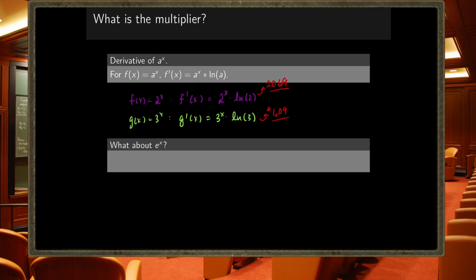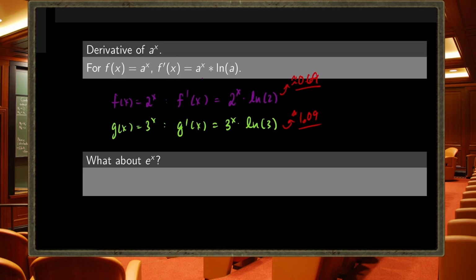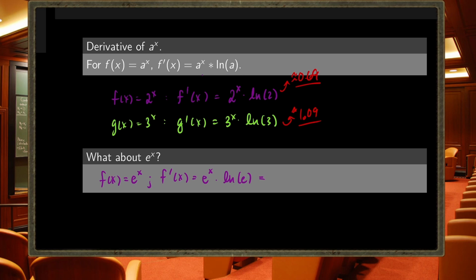So the question is, what about e to the x? For e to the x, it still follows this pattern. It's base a, so we've got f of x equals e to the x. The same rule applies. However, we get e to the x times ln of e. And we should remember from our log properties that the natural log of e, the power of e that gets you e, is just 1. So e to the x times 1. We just say e to the x.